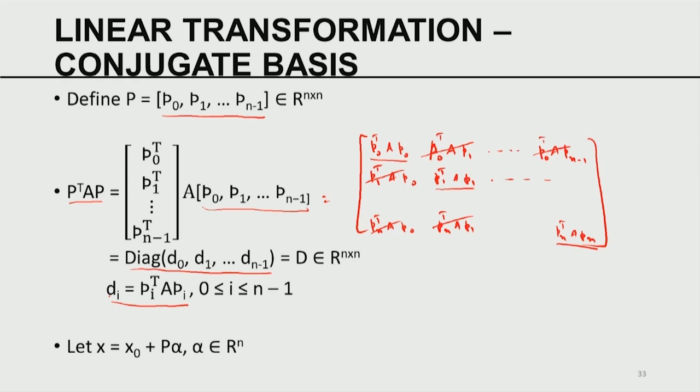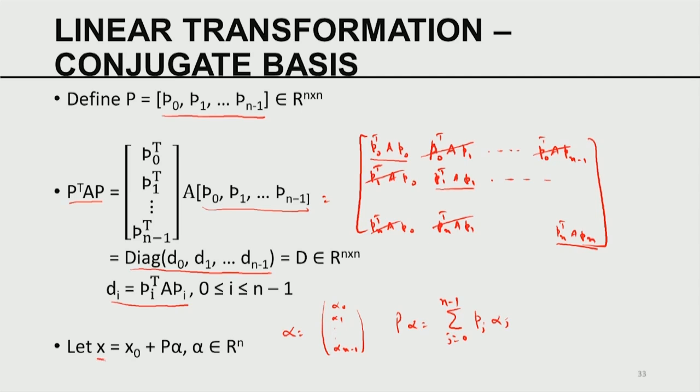So, from the previous slide, we now know x is equal to x naught plus linear combinations of p_j. The coefficients of the linear combinations are alpha. Therefore, let alpha be a vector in R^n, where alpha is given by alpha_0, alpha_1, up to alpha_{n-1}. So, P of alpha is essentially the summation of p_j alpha_j, j equal to 0 to n minus 1, the linear combinations thereof. So, P of alpha is a very succinct way of representing the sum.